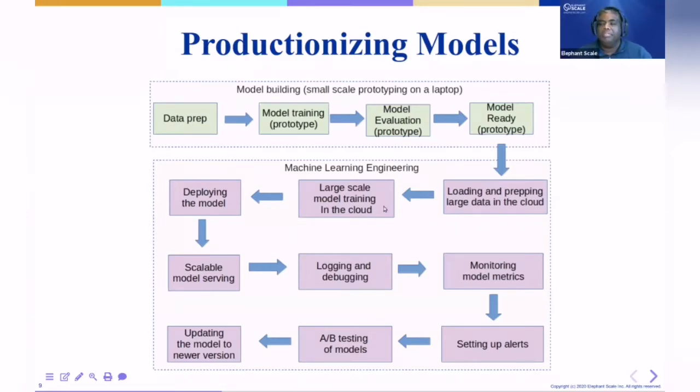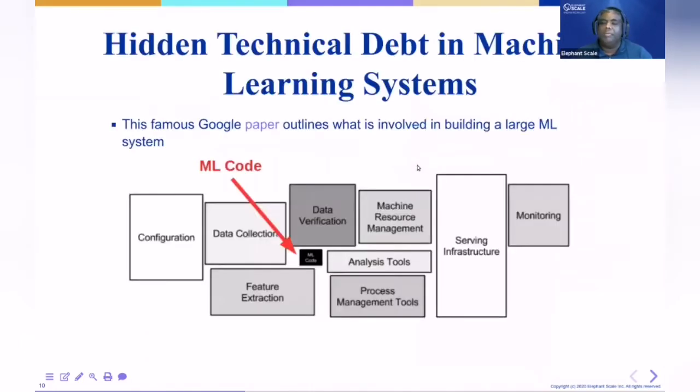And this whole process is called machine learning engineering. Here's a popular paper from Google. It's called Hidden Technical Debt in Machine Learning Systems. It's a pretty nice paper. You can read about this. The link is in my PDF.